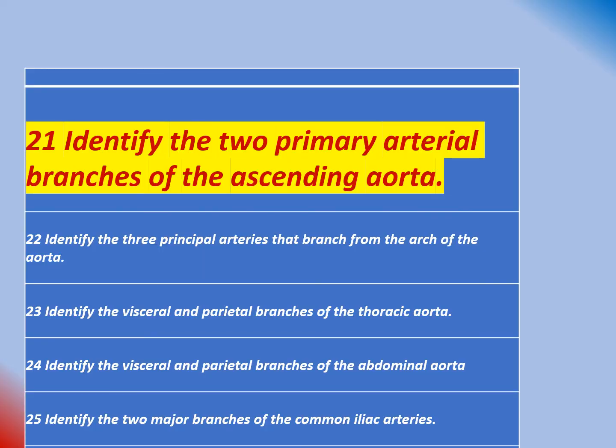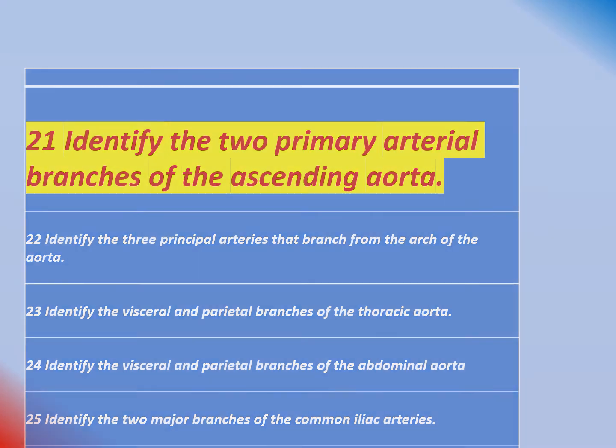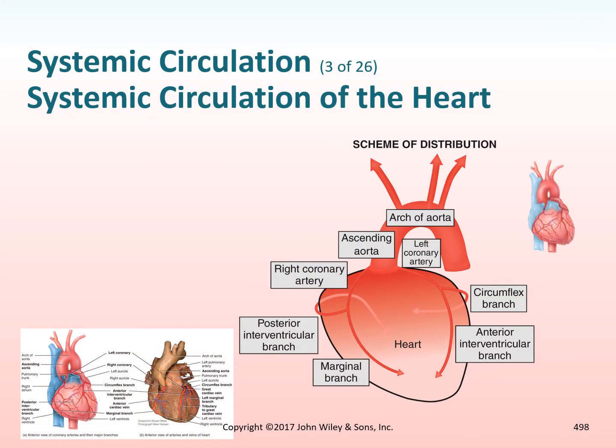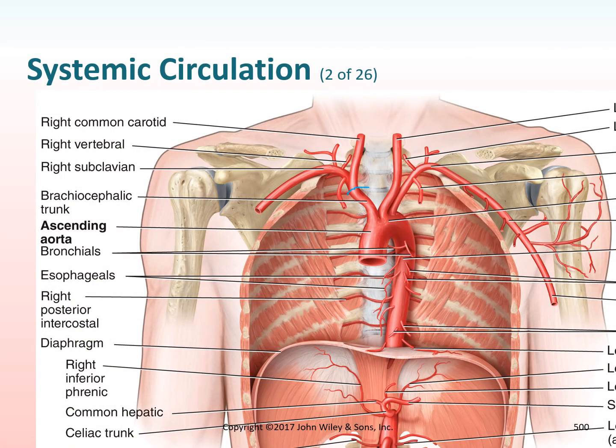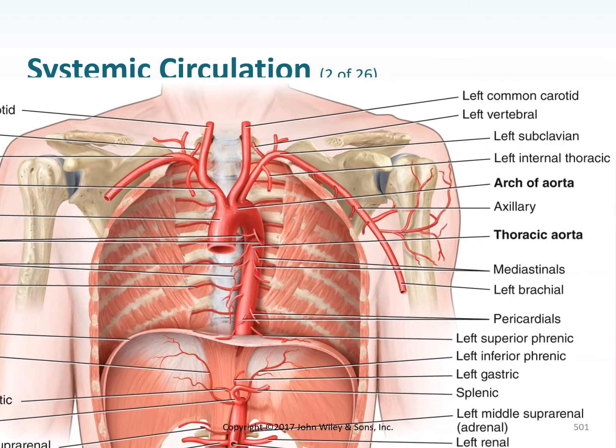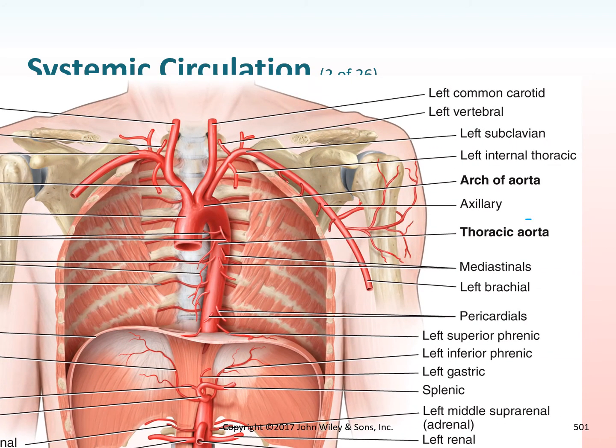Identify two primary arterial branches of the ascending aorta. Well, the right coronary artery and the left coronary artery are the two main branches. Identify the three principal arteries that branch from the arch of the aorta. We have the brachiocephalic arterial trunk, the left common carotid artery, and the left subclavian artery. This is the thoracic aorta.